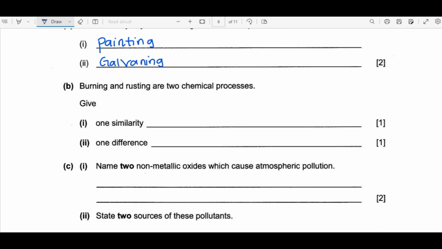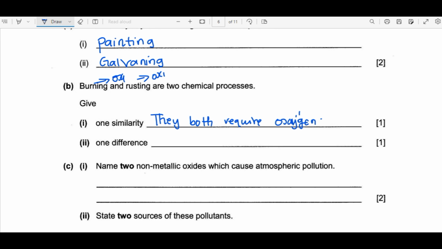Then question B, burning and rusting are two chemical processes. Give one similarity. So they both require oxygen. So for burning to occur, we need oxygen. Then for rusting to occur, we also need oxygen. Then one difference is that rusting occurs in the presence of moisture, which is water, while burning does not occur in the presence of moisture.